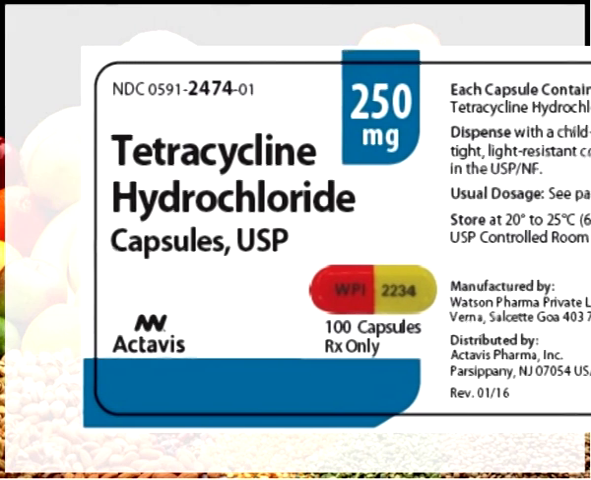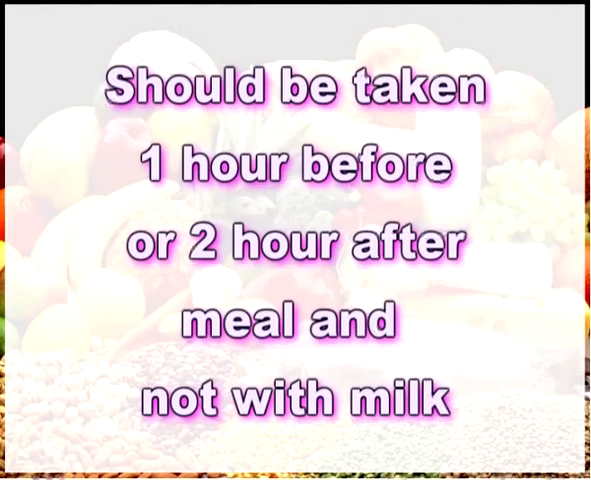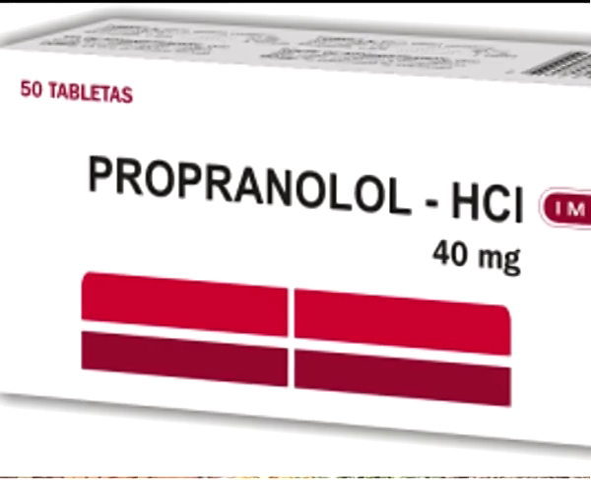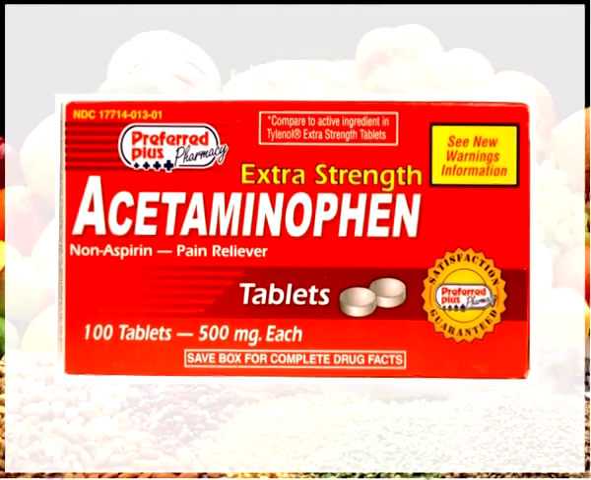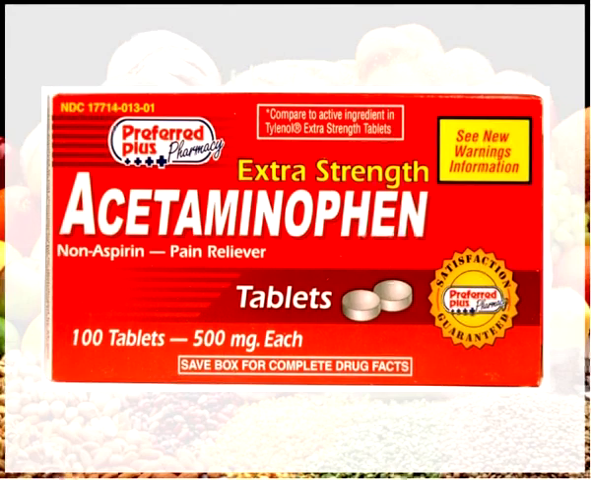Tetracycline should be taken 1 hour before or 2 hours after a meal and should not be taken along with milk. Propranolol serum level may be increased if taken with rich protein food. The absorption of ACE inhibitors is increased when taken on an empty stomach. Food slows down the absorption of acetaminophen in the stomach. Co-administration of acetaminophen with protein delays its absorption and onset of action.